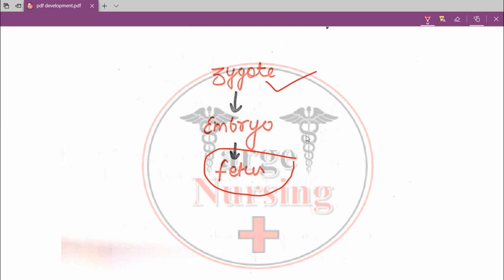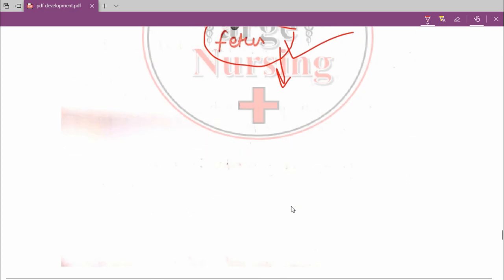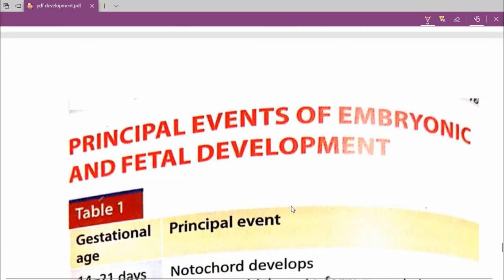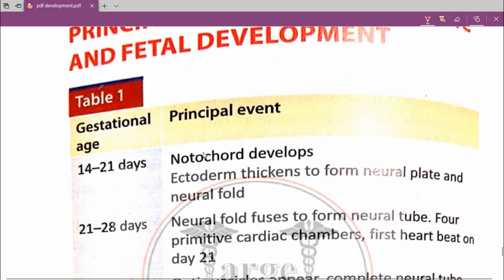ठीक है, और कल जब हमने पढ़ा था उसमें हमारा एम्ब्रियो डेवलप हो रहा था, 2 to 8 वीक्स तक। 2 से 8 वीक से अप टू वो एम्ब्रियो रहता है, बट एंड ऑफ द 8 वीक में वो फिटस बन जाता है। अब इसका डेवलपमेंट होगा। ओके, सो द फिटल डेवलपमेंट, देयर आर प्रिंसिपल इवेंट्स ऑफ एम्ब्रियोनिक एंड फिटल डेवलपमेंट.